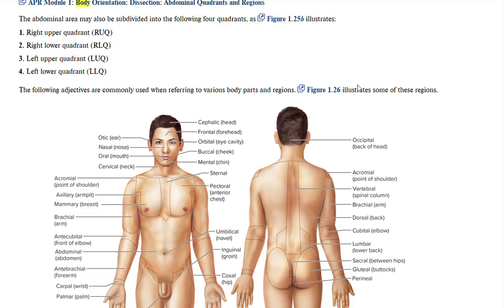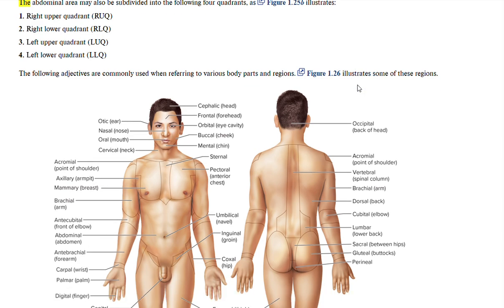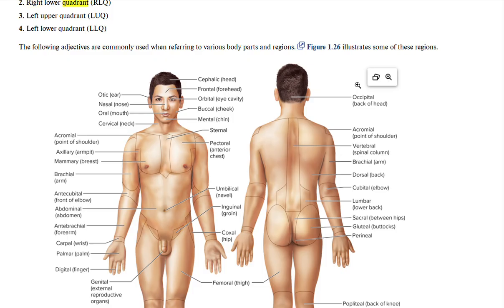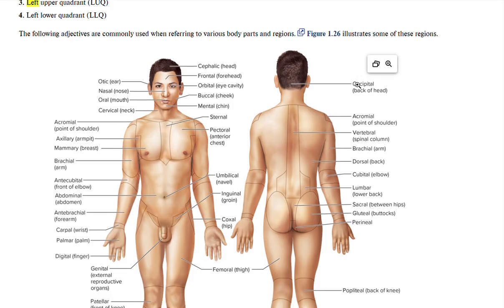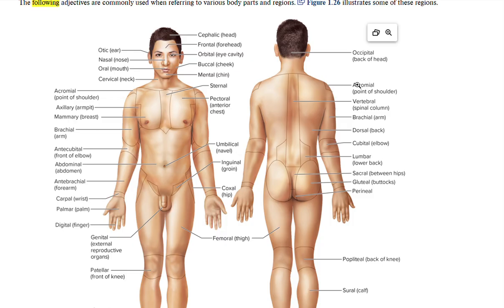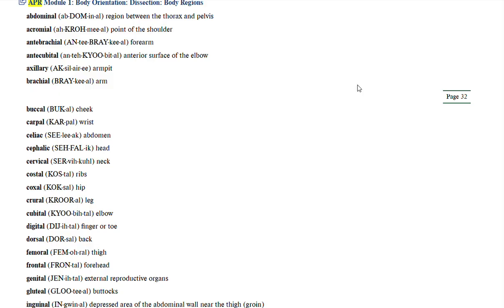APR Module 1, Body Orientation, Dissection, Abdominal Quadrants and Regions. The abdominal area may also be subdivided into the following 4 quadrants, as Figure 1.25b illustrates. Right upper quadrant, RUQ. Right lower quadrant, RLQ. Left upper quadrant, LUQ. Left lower quadrant, LLQ. The following adjectives are commonly used when referring to various body parts and regions. Figure 1.26 illustrates some of these regions.